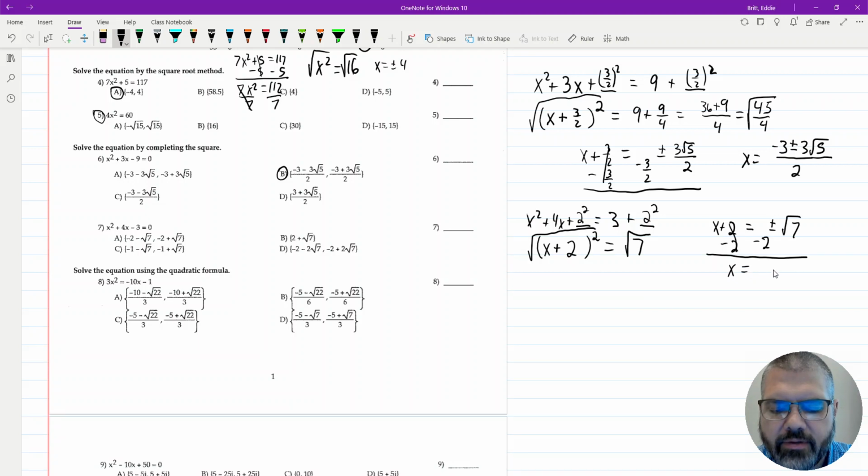So I have x equals negative 2 plus or minus the square root of 7. So that's two answers. Negative 2 plus the square root of 7 and negative 2 minus the square root of 7. Alright, so that's going to be A.